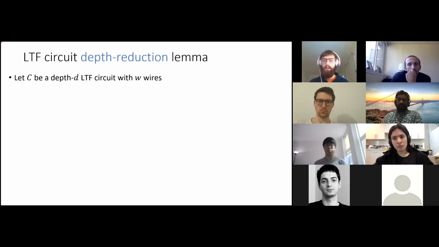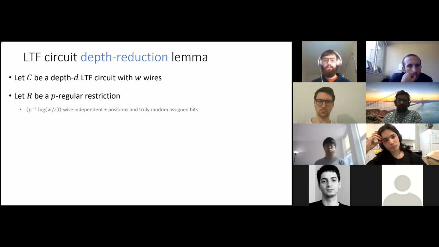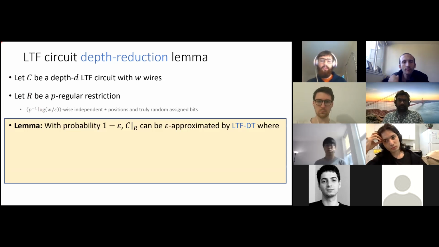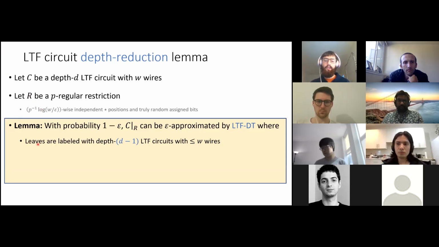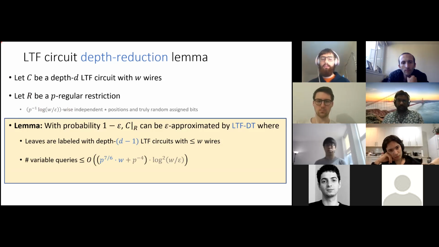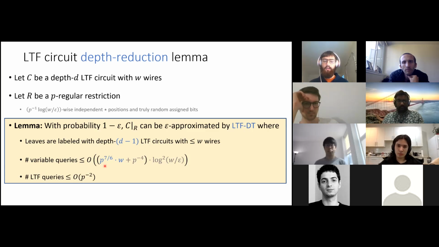Okay, so here's the depth reduction lemma more precisely. We start with some depth D circuit and we hit it with a p-regular restriction. It needs to be a particular kind of pseudorandom restriction, but never mind. The lemma says with high probability, the restricted function can be approximated. It can be computed by some LTF decision tree where the circuits at the leaves now are depth D-1 LTF circuits. So that's the sense in which we've made progress. We went down from depth D to depth D-1. The penalty we pay is that we need to do a bunch of queries. We're going to do variable queries and LTF queries. And the number of variable queries here is like p^(7/6) times w.